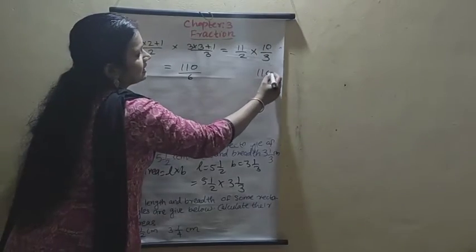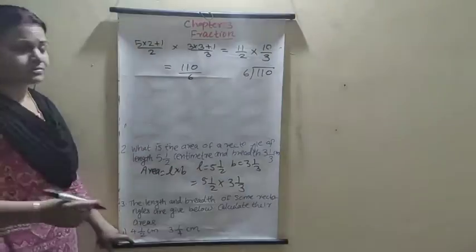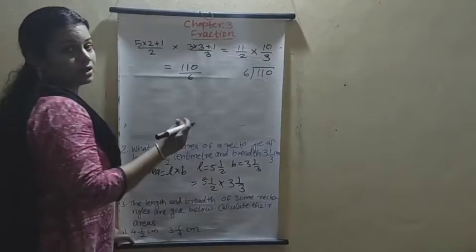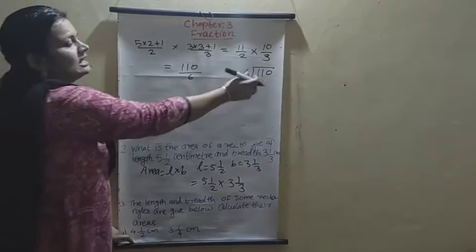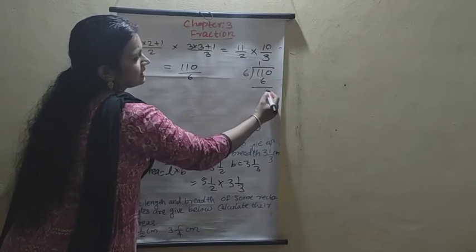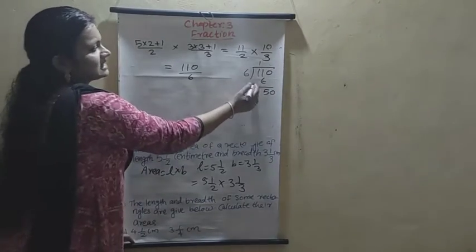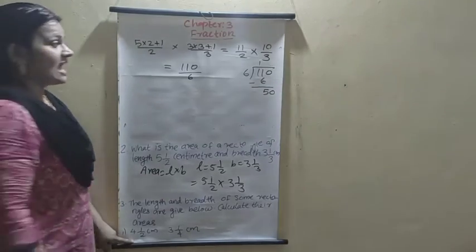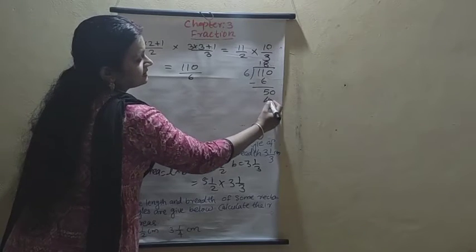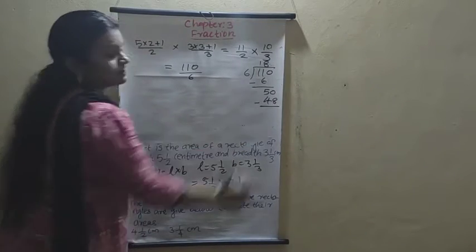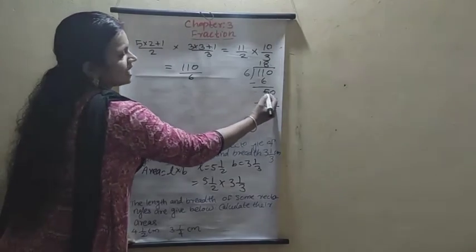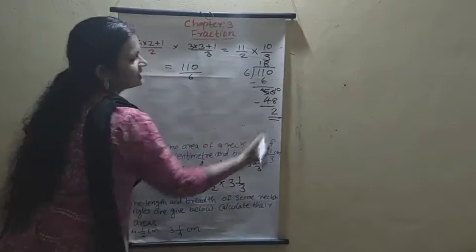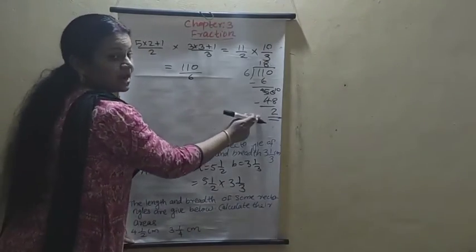Okay. Then 110 divided by 6. How many 6s in 11? 1 six, because 6 2s are 12, which is too much. Only 11 is there. So 1 times 6. Then 11 minus 6, what is the answer? 5. Then 0. Please write down 50. Then how many 6s in 50? 8 6s are 48. Then minus. 0 minus 8 possible? No. Borrow 1 from 5. 0 becomes 10. 10 minus 8? 2. Then what is the answer? Quotient is 8. Remainder is 2.